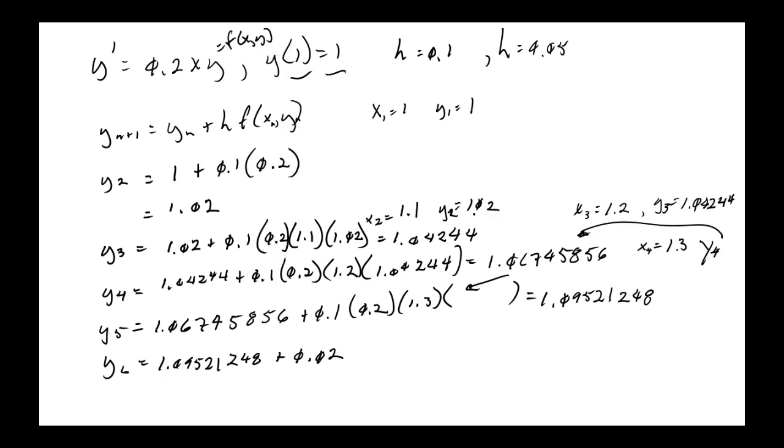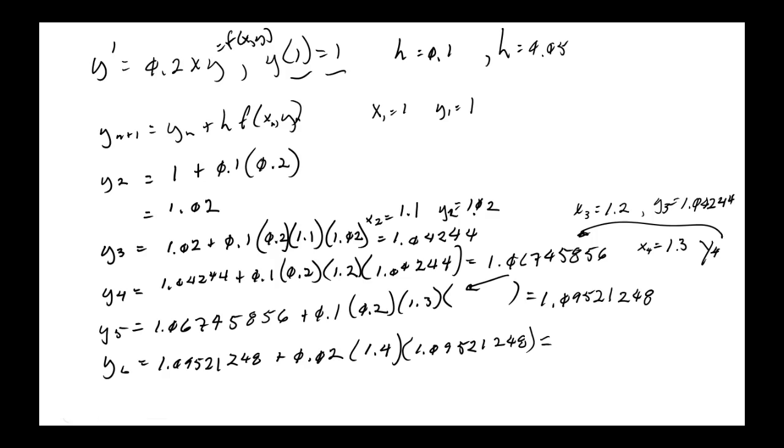Okay, sorry, my phone's going. Times 1.4, because that's my new x, and my new y is 1.09521248. Let's see what that gives us. So it's that number plus 0.02 plus 1.4. No. Yuck. Just blew that.